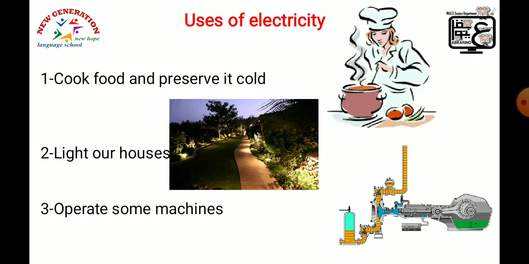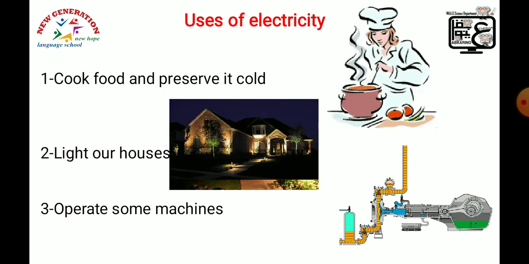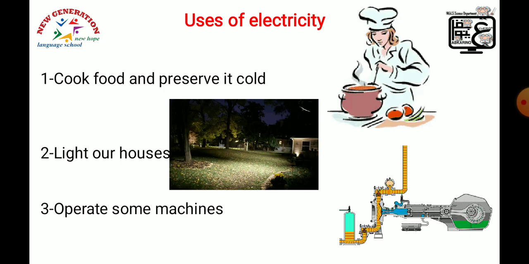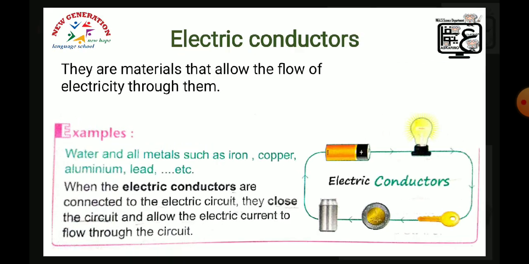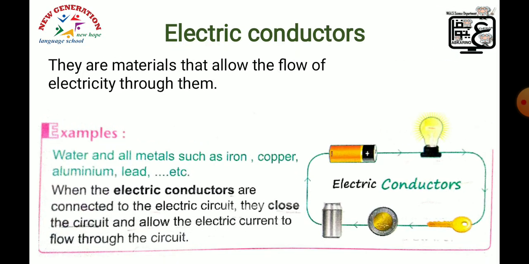And you know that, my friends, materials are divided according to their conductivity of electricity into electric conductors and electric insulators. So first we are going to talk about the electric conductors. They are materials that allow the flow of electricity through them. For example, water and all metals such as iron, copper, aluminum, lead, and any metals.